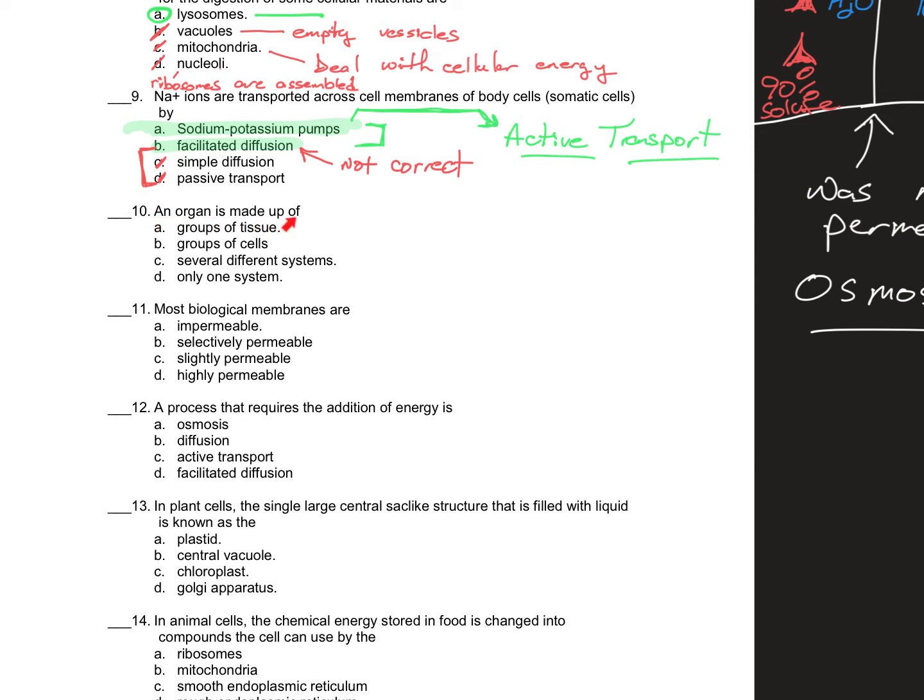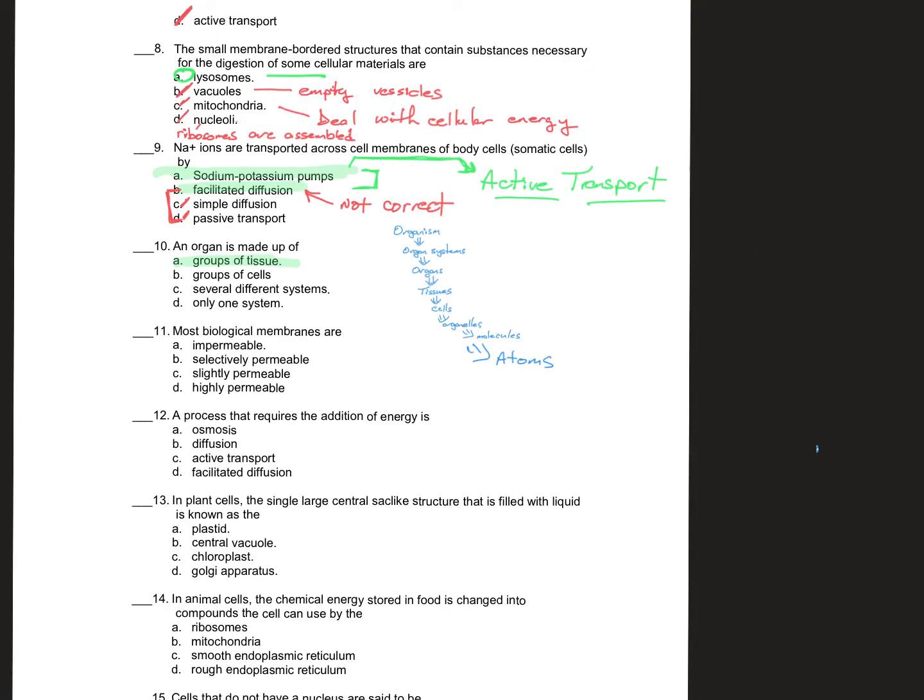An organ is made up of tissues. So when you look at the organization of matter in the chapter, in fact, we discussed this in class. Organisms, as we discussed, are made of organ systems, which are made of organs, which are made of tissues, which are made of cells, which are made of organelles, which are made of molecules, which are made of atoms. That's the organization of the different levels.